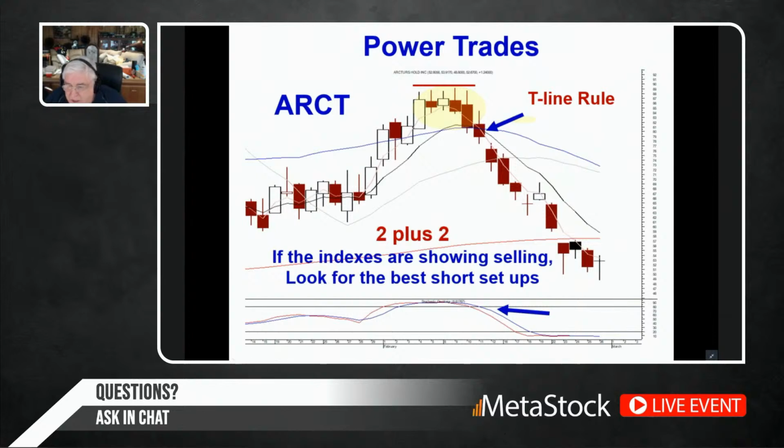Whoops, I'm trying not to go over time here. So 2 plus 2. Doji, and notice what else we could recognize. They couldn't get up through this level. You're up in the overbought area, and then you see a close below the T-line. What did that tell us? They couldn't go up any further. You could start going short.